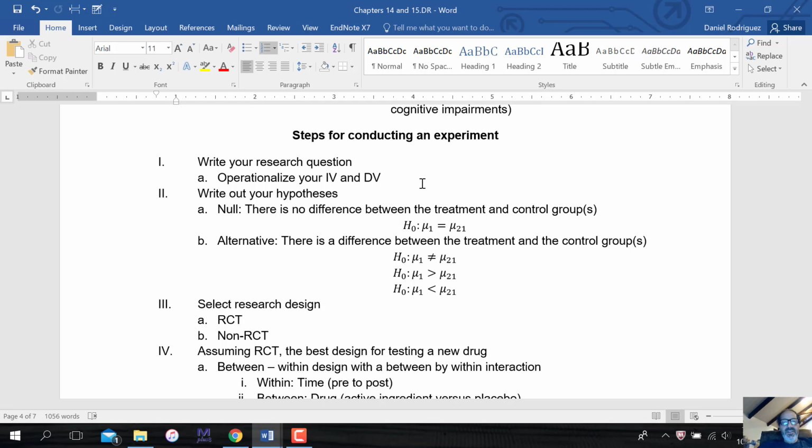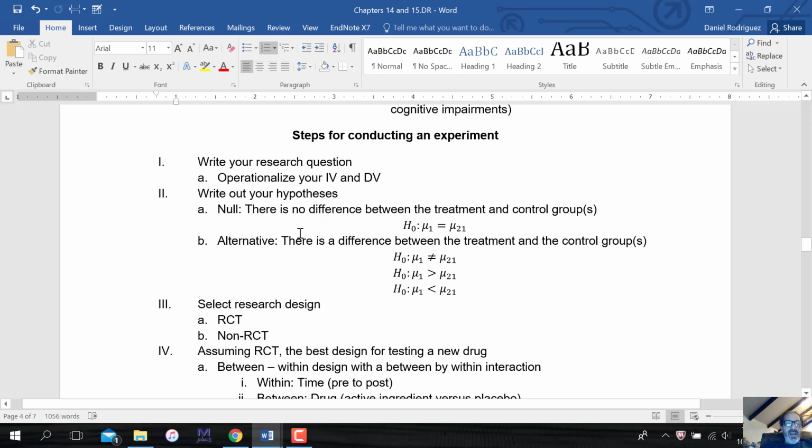For example, the independent variable is random assignment to this drug, the sunshine pills, and to the placebo, which in this case will be a sugar pill. So very specific. And the dependent variable is happiness, which will be measured by the Rodriguez happiness scale or something like that. And very specific.